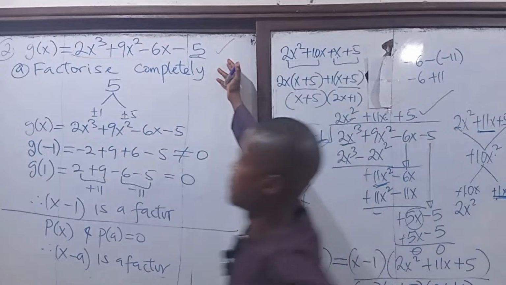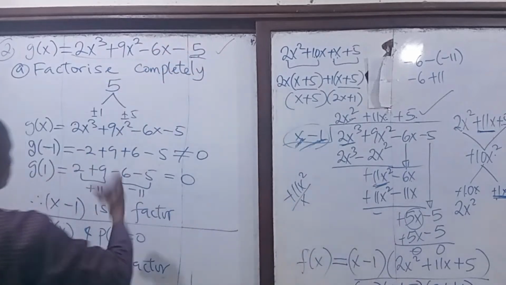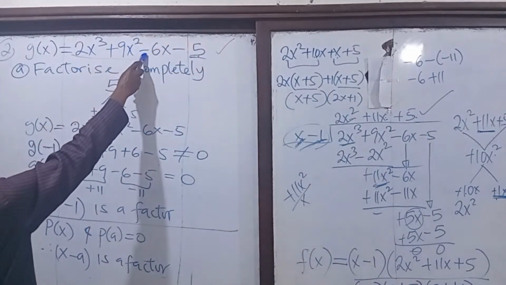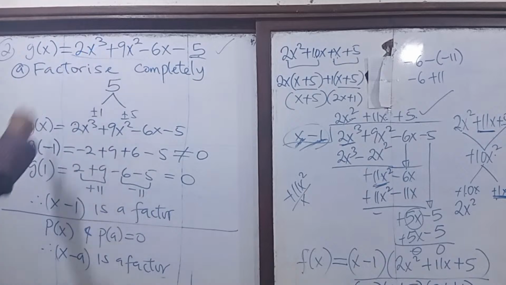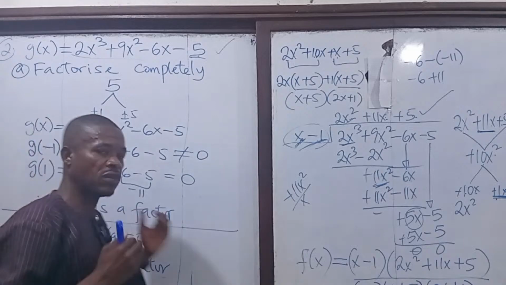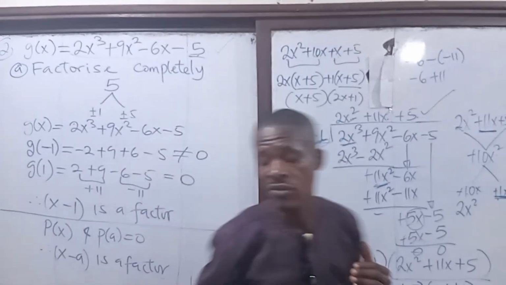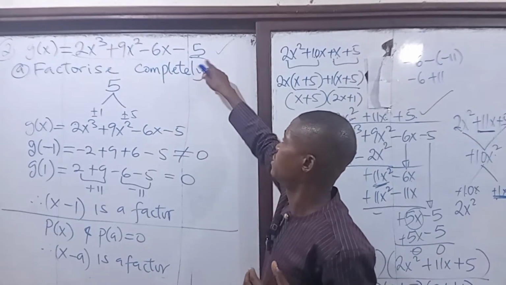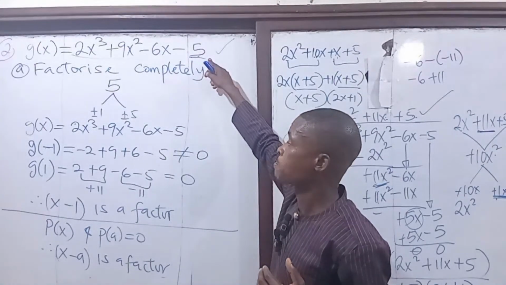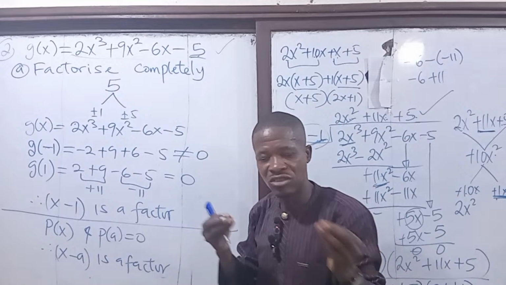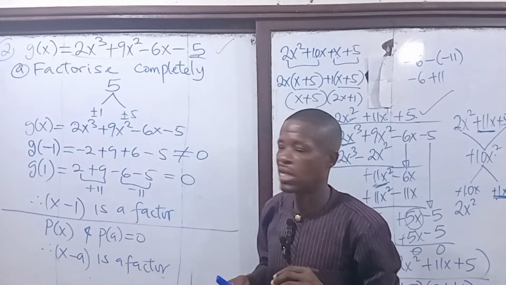This is the question we have. We are told to factorize completely. We have the polynomial of degree 3, power 3. What we need to do in order to factorize completely is to look at the constant number here, and look for the smallest factor.